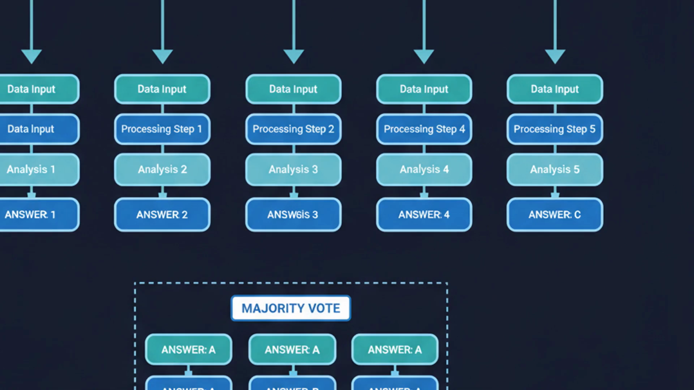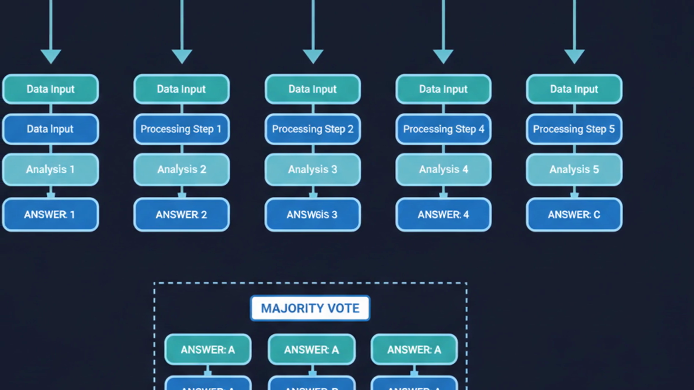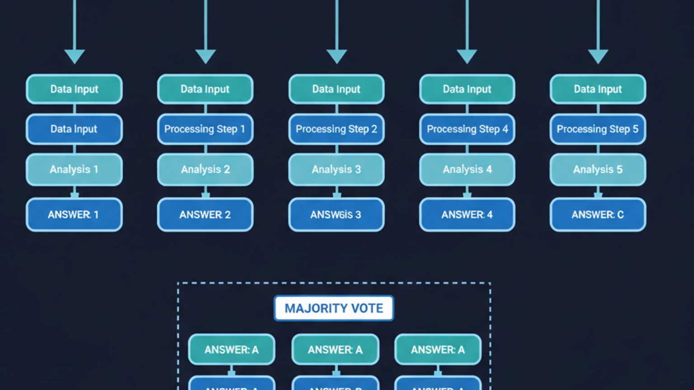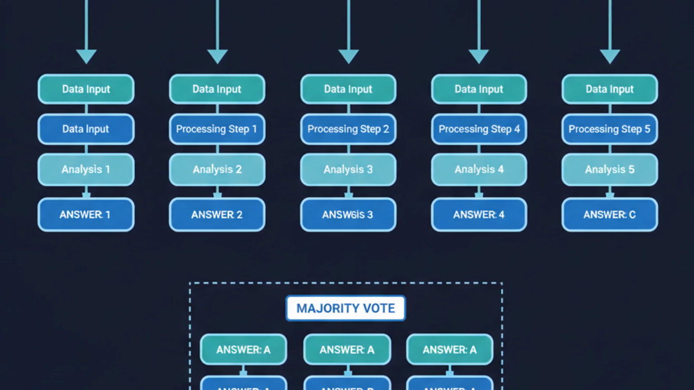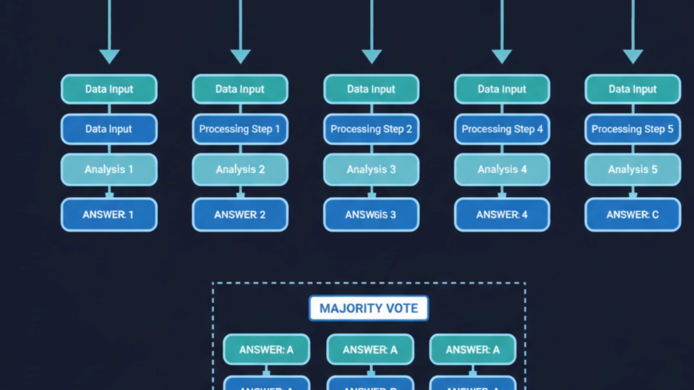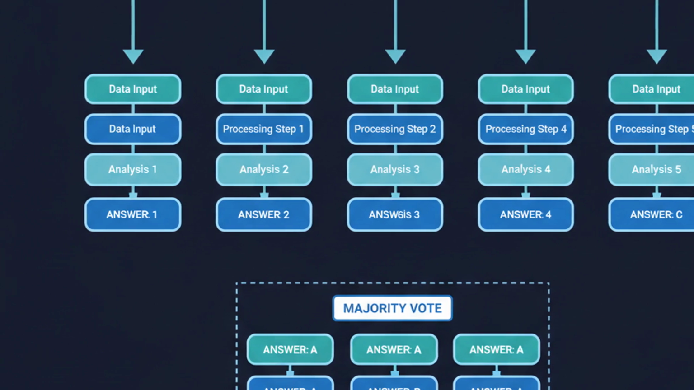Now for self-consistency. The simplest but often most effective technique. The idea: sample multiple independent chain of thought responses at high temperature, then take a majority vote on the final answer. Different reasoning paths might make different errors, but the correct answer tends to appear more often than any particular wrong answer. It's ensemble learning for language models, and it works shockingly well for math and reasoning tasks.